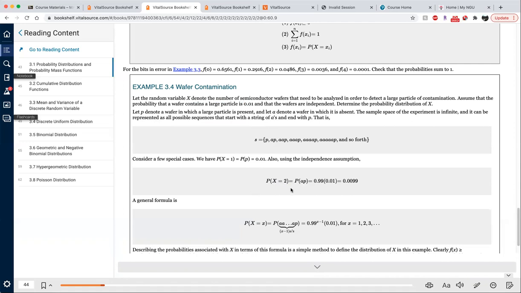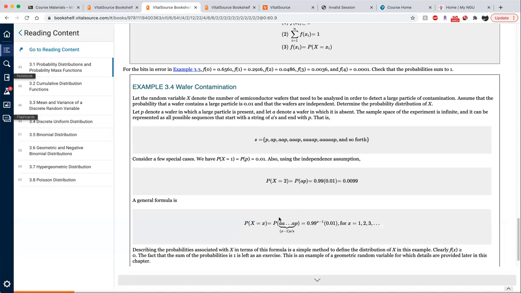So then probably it's going to be 0.99 times 0.01. Okay, because each trial is independent, so we just multiply them, right? Okay, so now doing this, we may get the formula for that probability.